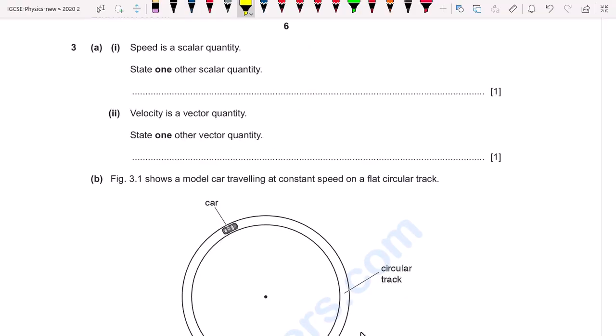Question number 3, A part 1. Speed is a scalar quantity. State one other scalar quantity. So first of all, we have to know what a scalar quantity is. The quantity that has only magnitude. I write here the quantity that has only magnitude. The other quantity that is scalar is distance.